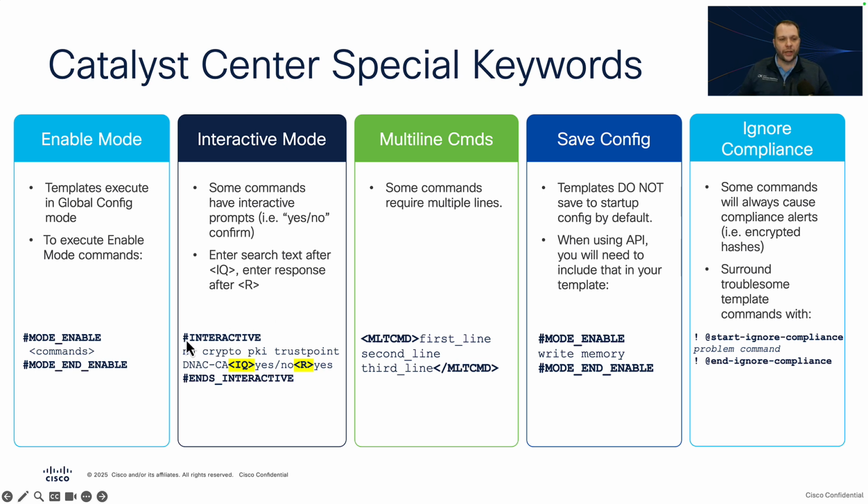So here we'll add around that interactive command the tags $interactive, and then at the end ends_interactive. And within those tags, we'll write out our command that will generate that interactive prompt, and then we'll follow it immediately by a set of caret symbols here with the capital letters IQ in the middle. So this is much like an XML tag.